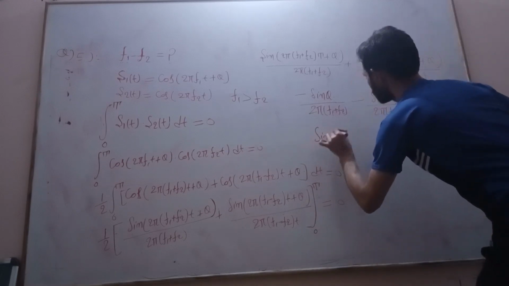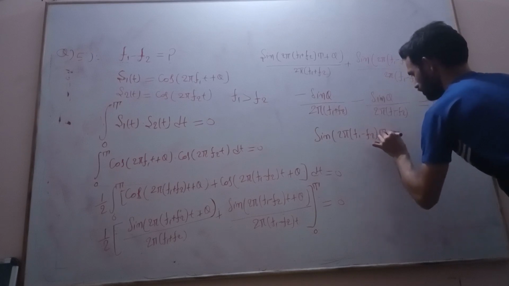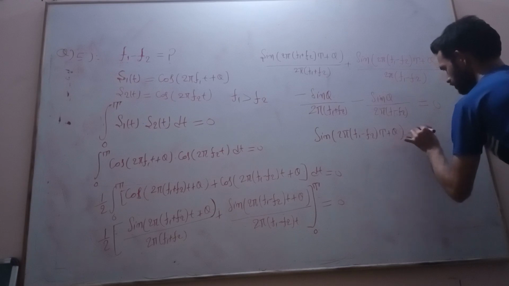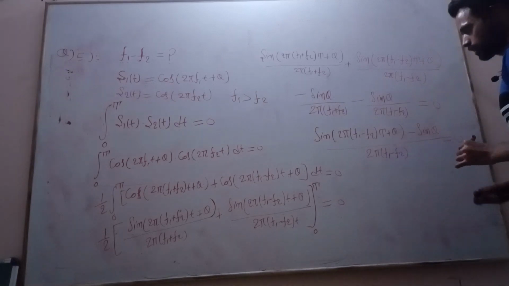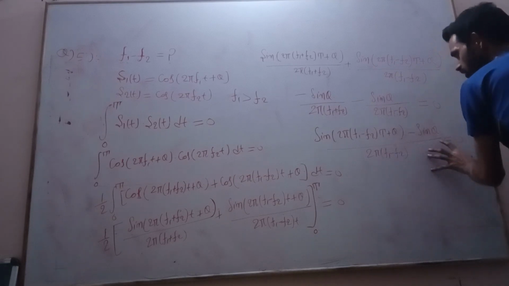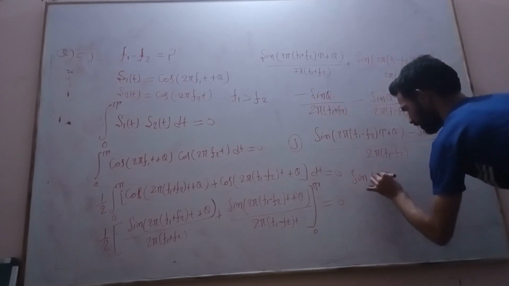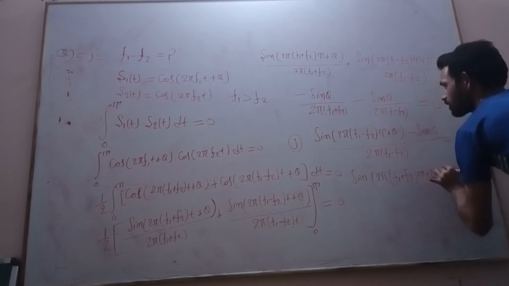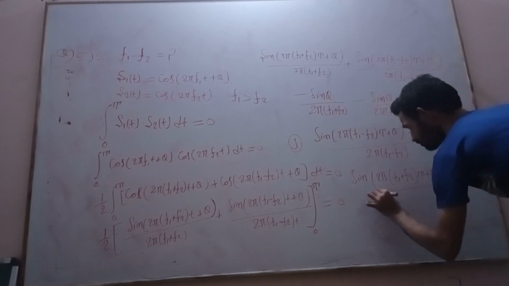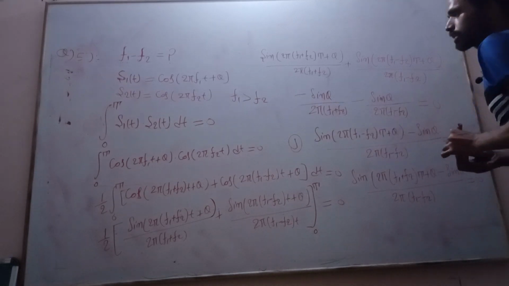So therefore sine 2 pi (f1 minus f2) t plus theta, minus sine theta divided by 2 pi (f1 minus f2) is equal to 0. One equation you have to put equal to 0, and this is my first part. The second part: sine 2 pi (f1 plus f2) capital T plus theta, minus sine theta divided by 2 pi (f1 plus f2), is equal to 0.